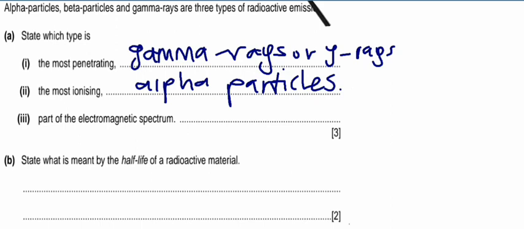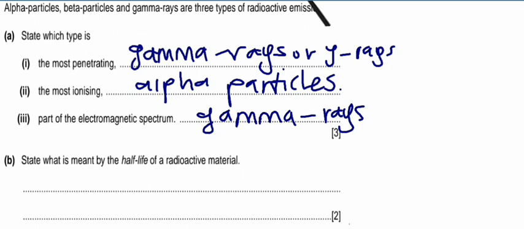Alpha particle. Then, the part of the electromagnetic spectrum here is going to be the gamma rays, right? So gamma rays is part of the electromagnetic spectrum. And then let's come to B.